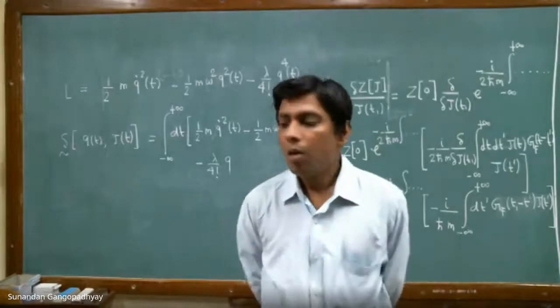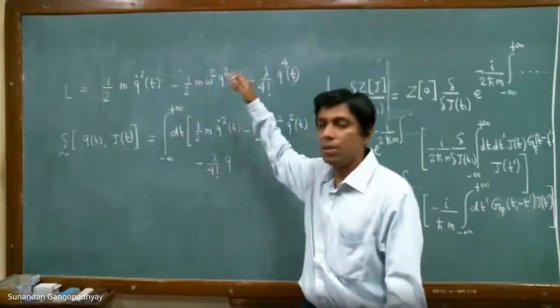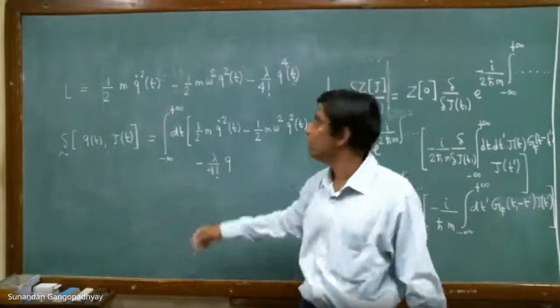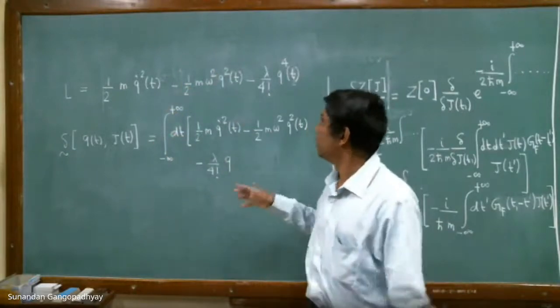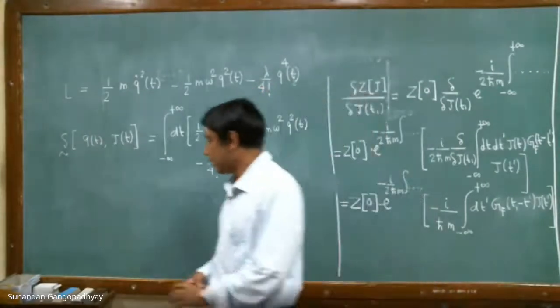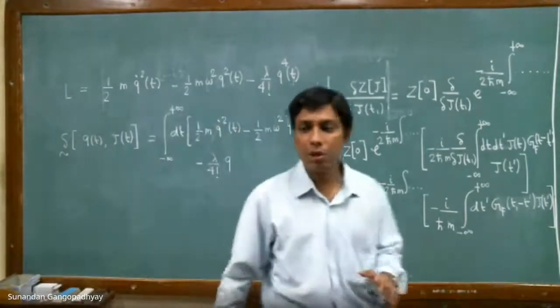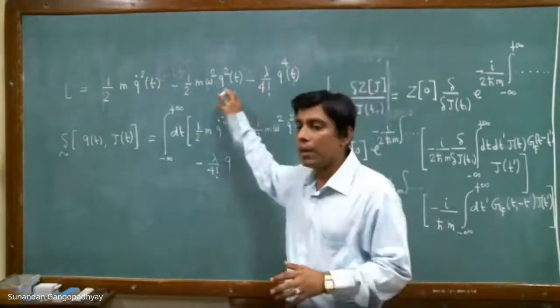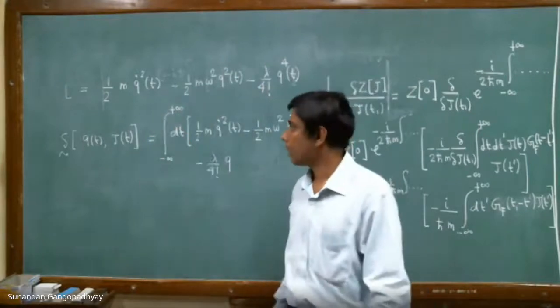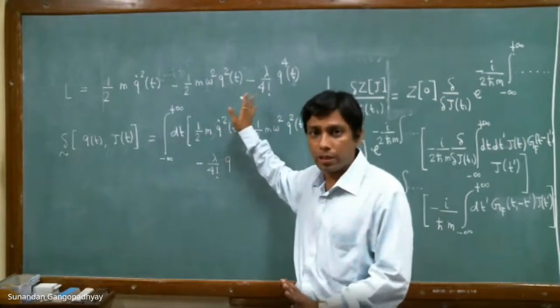Sir, why are we not including any term like Q cube? Okay, this is a good question. You can include q cube and q to the power of 6, whatever. You can definitely introduce that. That is not a problem. In fact, when you deal with classical anharmonic oscillators, people actually put q cube and things like that. But here also you can do it. You can put q cube. That is not a problem.